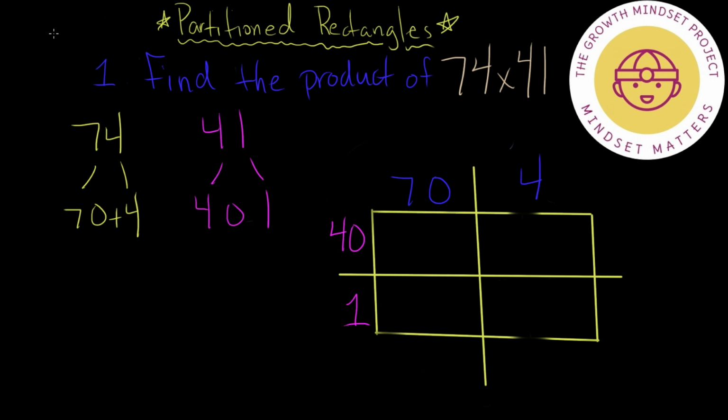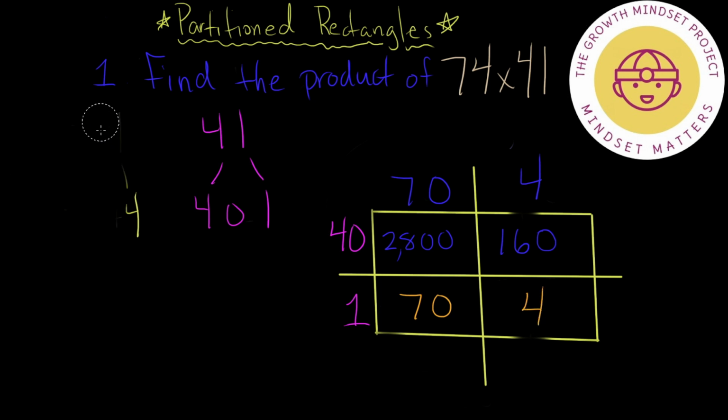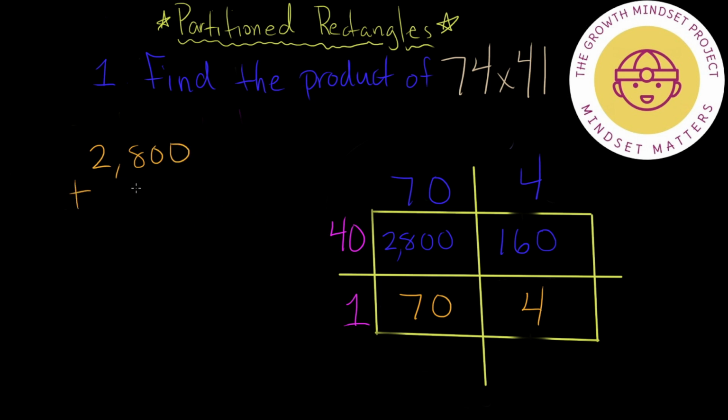And now I'm just going to do the same thing. Okay? 4 times 7 is 28. How many zeros? 2. 40 times 4. Well, 4 times 4 is 16. How many zeros? 1. 1 times 70 is 70. 1 times 4 is 4. Now, we simply add all of these numbers up. So, 2,800 plus 160 plus 70 plus 4.